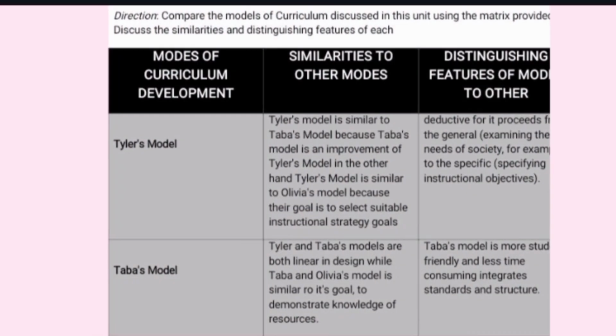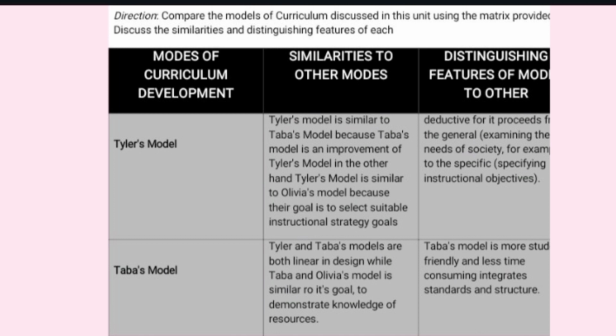Next activity, the direction: compare the models of curriculum discussed in this unit using the matrix provided. Discuss the similarities and distinguishing features of each. First, we have Tyler's model. Tyler's model is similar to Taba's model because Taba's model is an improvement of Tyler's model. On the other hand, Tyler's model is similar to Olivia's model because their goal is to select suitable instructional strategy goals. Deductive, for it proceeds from the general, examining the needs of society, to the specific, or specifying instructional objectives.